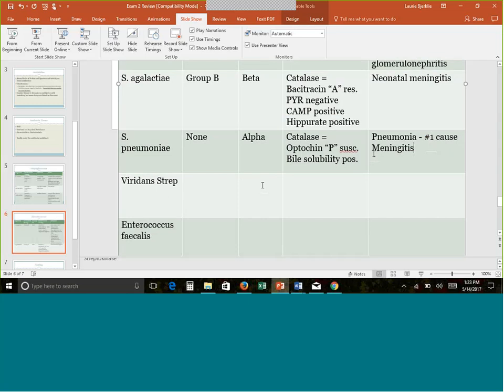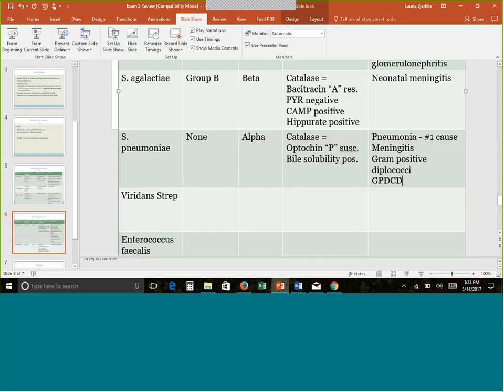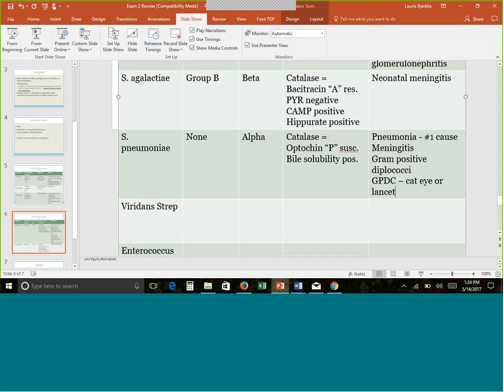This is also the one that is a gram-positive diplococci, so we can say GPDC for short. It occurs in pairs, and those pairs are said to be cat-eye or lancet shaped. So kind of pointy ends on those circles. Even though they're supposed to be round cocci, they have kind of pointier ends to make them that cat-eye shape.